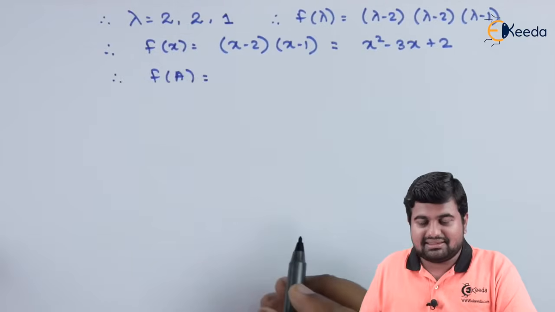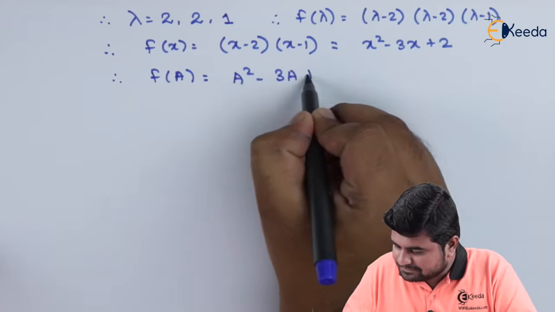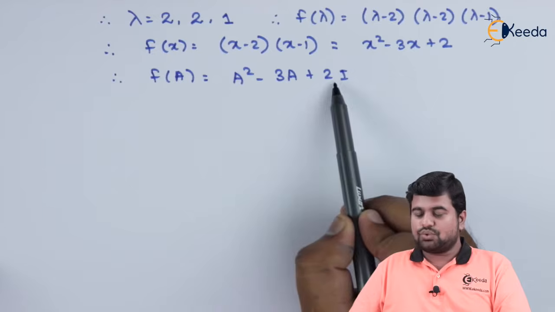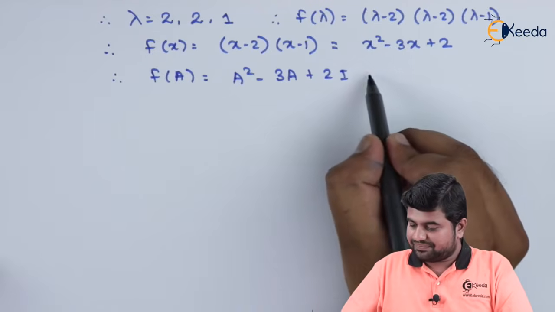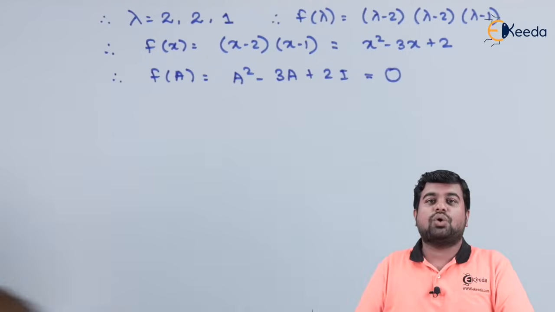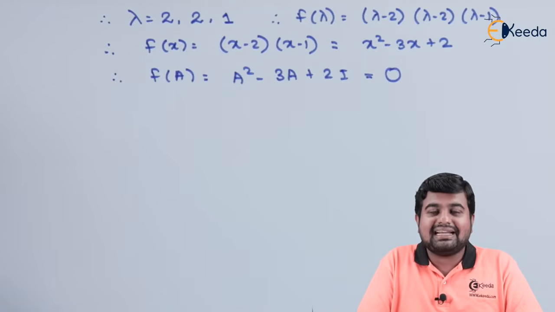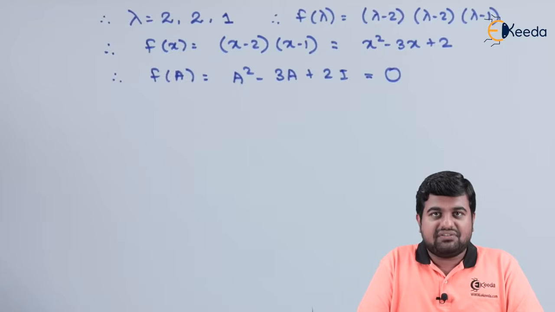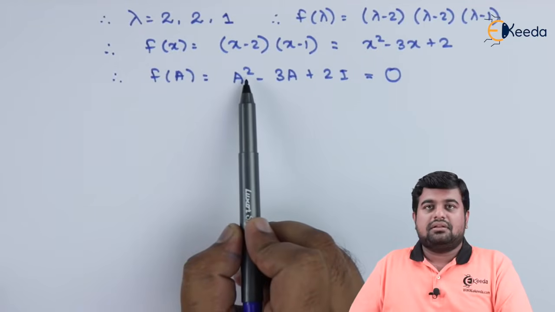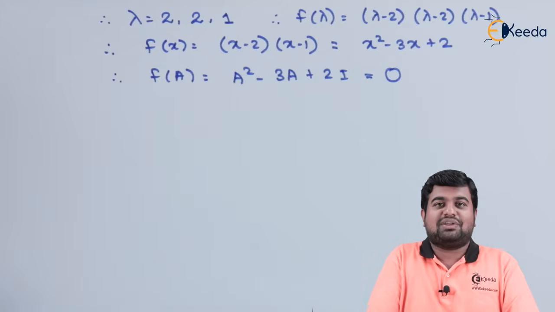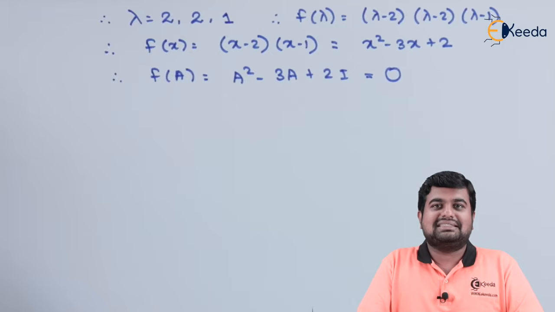f of A, that is A square minus 3A plus 2I, is equal to the null matrix O or not. If it is the case, then we say f of x annihilates matrix A, and we can see the degree, which is the highest power, is equal to 2 and the order of the matrix is 3. So degree 2 is less than the order of the matrix 3, and we say the particular matrix is derogatory.